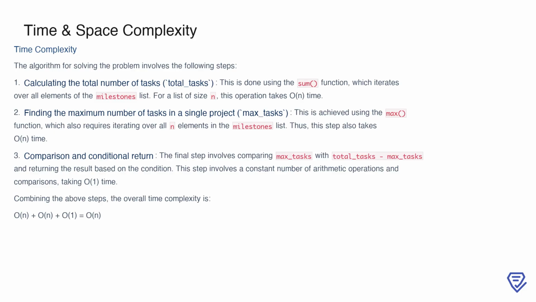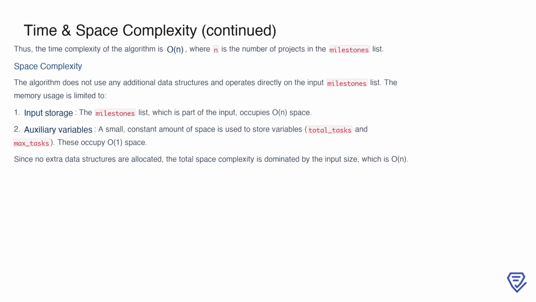Finally, the algorithm performs a simple comparison between the maximum tasks and the remaining tasks, followed by a conditional return. This last step involves basic arithmetic and comparison operations, which are completed in O(1) time. When we combine these steps, the overall time complexity becomes O(n) + O(1), which simplifies to O(n). Thus, the time complexity of this solution is O(n), where n is the number of elements in the milestones list.